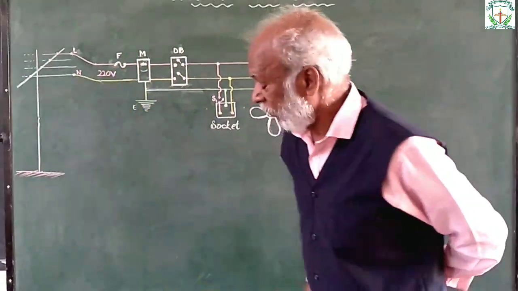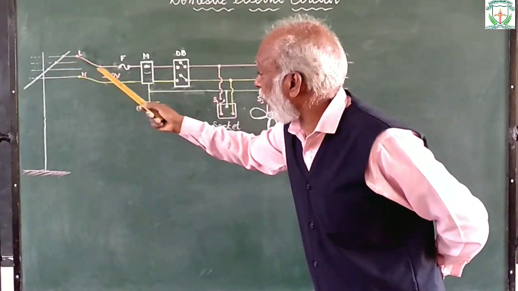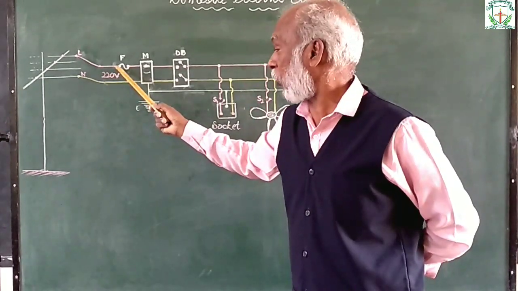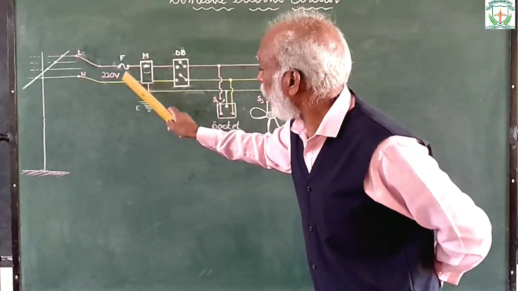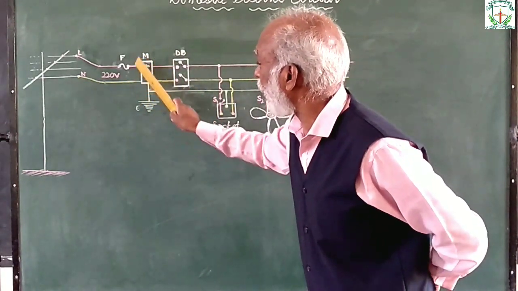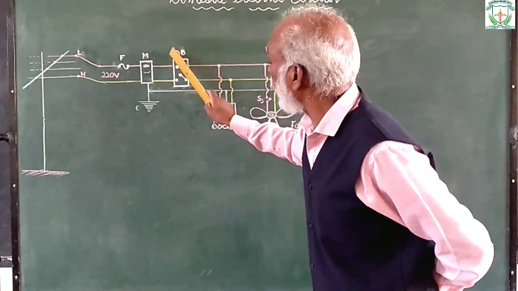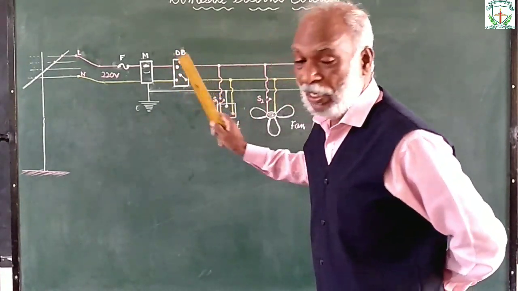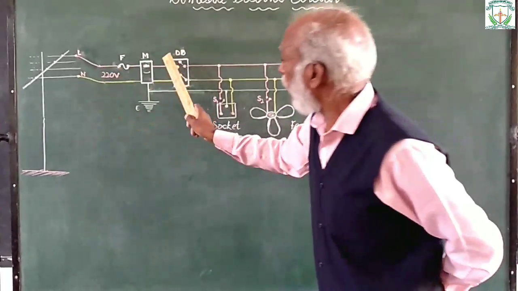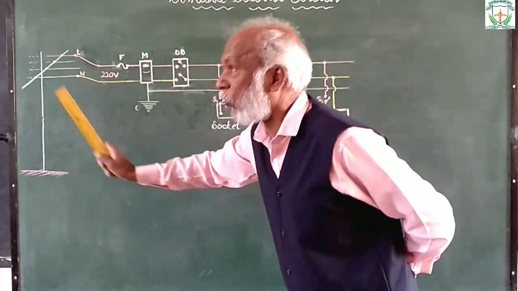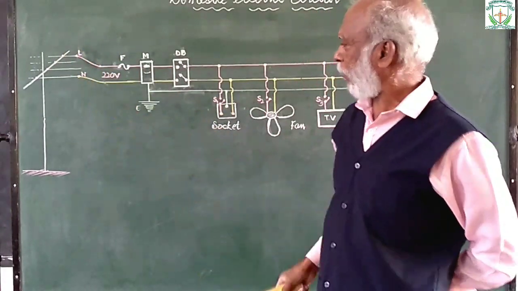Wherein the live wire straight away comes to the fuse, the electric fuse. Thereafter, both the wires are drawn to the electric meter. From there to the distribution box. This distribution box usually will be inside the house. Meter and fuse cutout will be outside the house on the wall. You would have seen that.